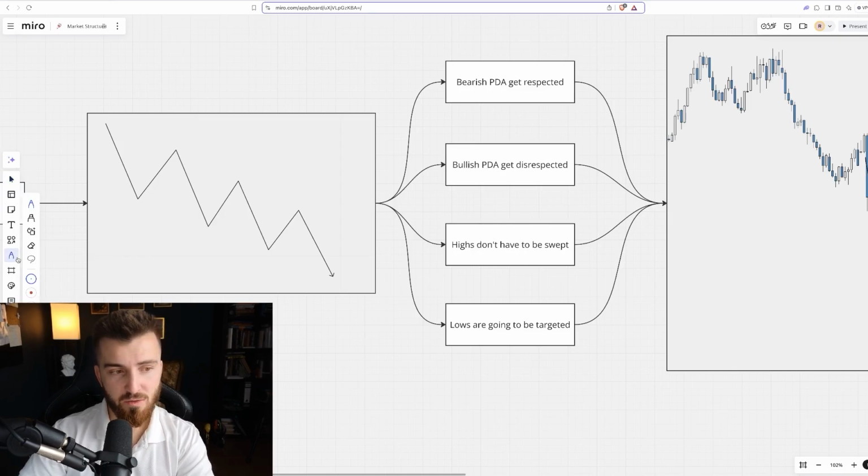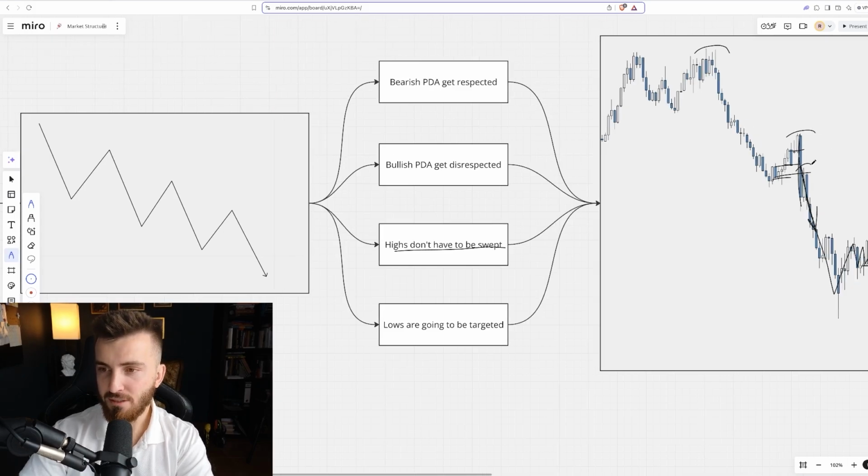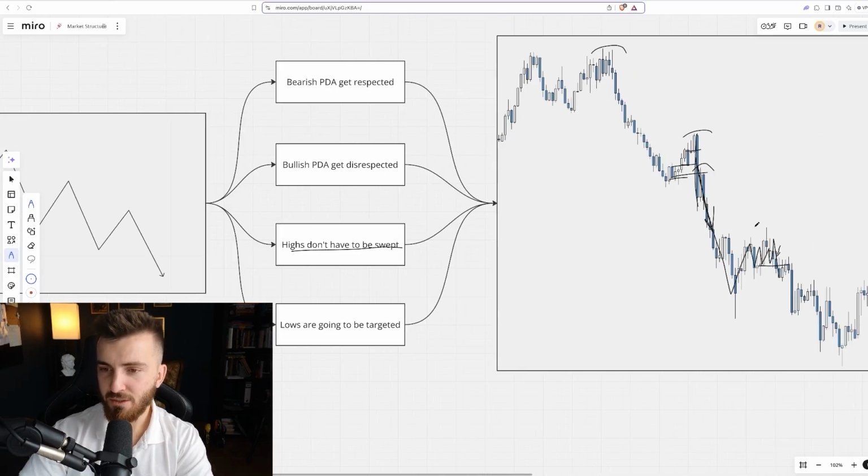So notice how we have one bullish PD array getting disrespected, but then immediately the next one gets disrespected and gets used to then move the market lower. Highs don't have to be swept, meaning you did not see any highs getting swept. No highs were swept here. And lows are going to be targeted.